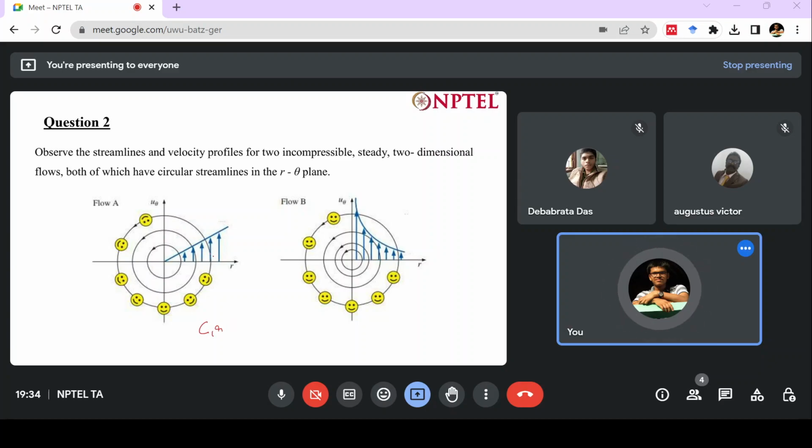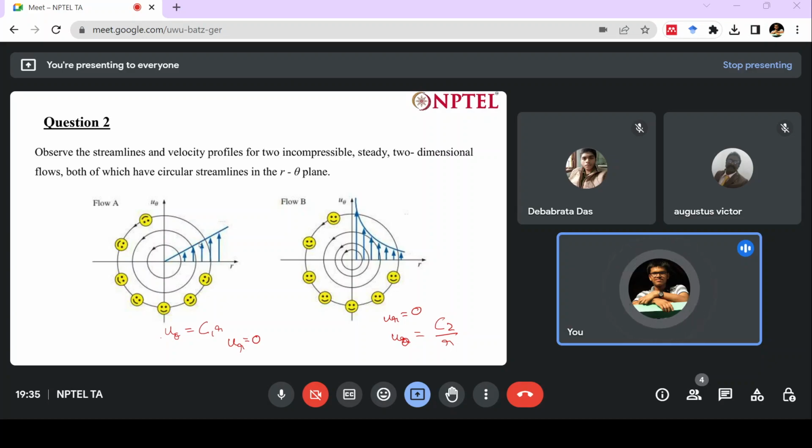So this is C1 into R. As you are moving away from the origin, your flow field velocity is increasing. You only have the U theta component, and your UR component is zero. Both of these velocities actually have their UR component as zero. What's the difference? This is C1 by R, and here your U theta is basically, let's say, C2 divided by R. Here this will occur only if there is a solid body rotation, the whole fluid is rotating.